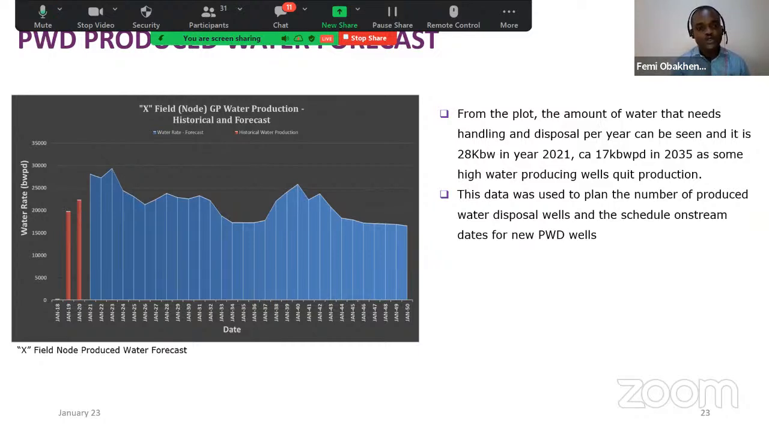What this helps you do is plan and sequence your wells. So if you are going to be disposing 50,000 barrels of water in 5 years' time, and you are just going to be disposing 20,000 barrels today, that means you can make do with 3 wells and then sequence to drill more wells in the future so as to handle the amount of water you are expecting. That is what this does for you. So if you want to design a robust produced water injection system, you need the water forecast, how much water you are going to be handling in years to come.